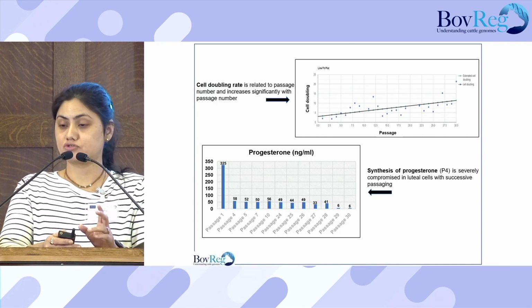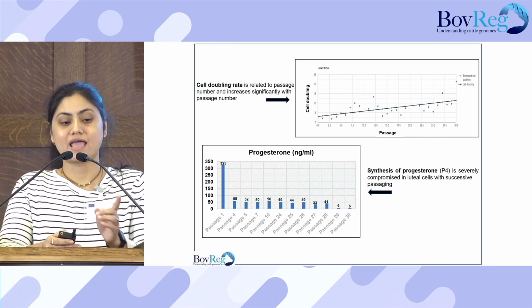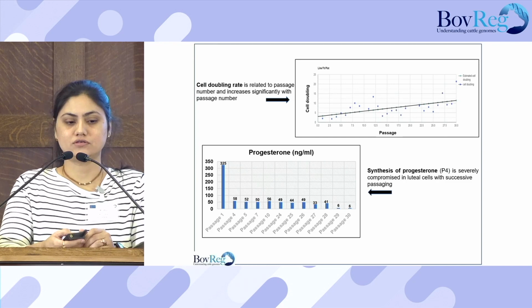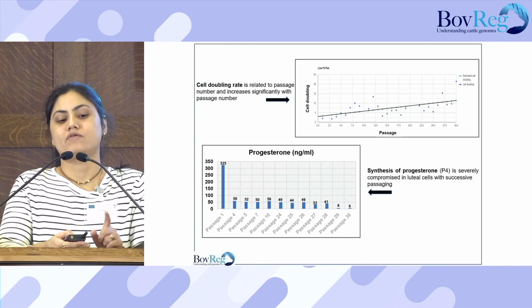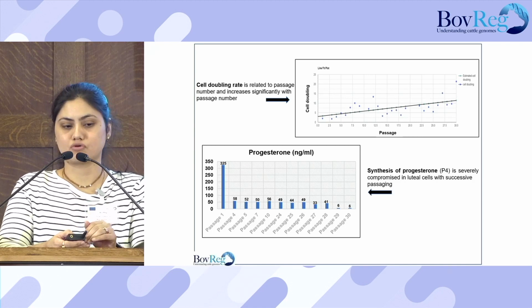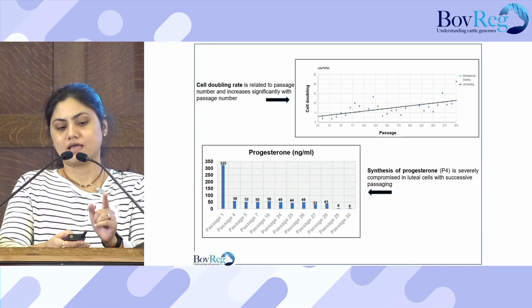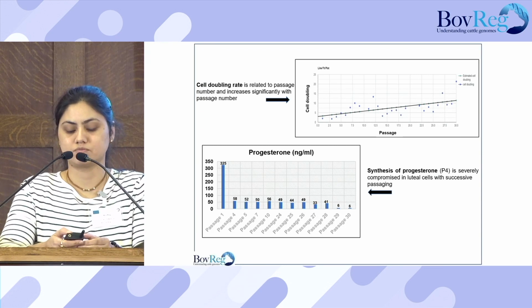And also the concentration of the progesterone hormone was analyzed in the conditioned media from every passage, and we see that after passage 1, at passage 4, there is a significant reduction in the level of progesterone, and at the very high passages, almost negligible amounts of progesterone were observed.